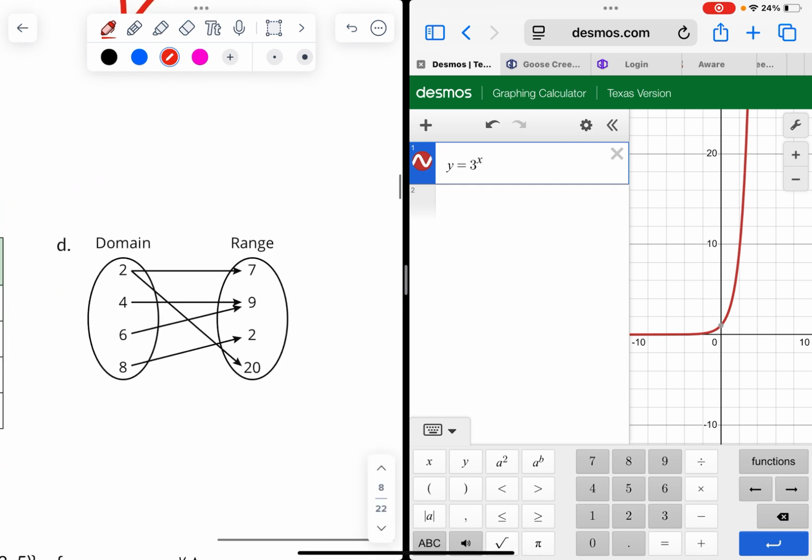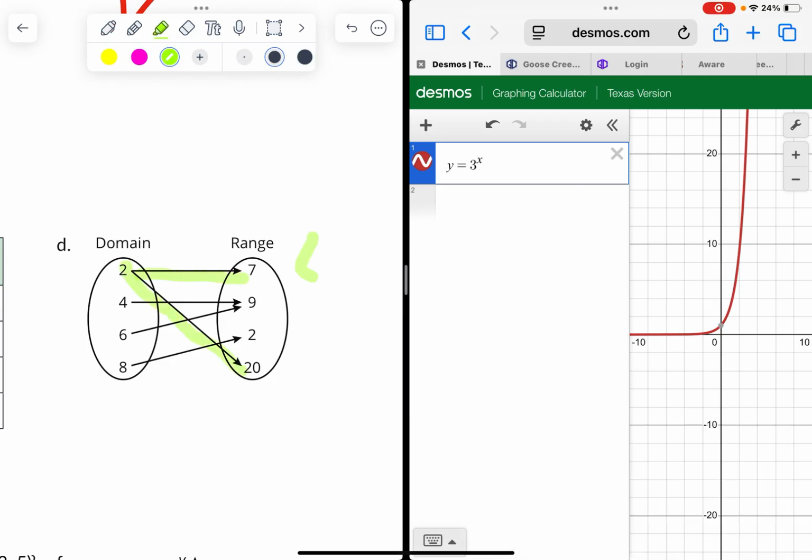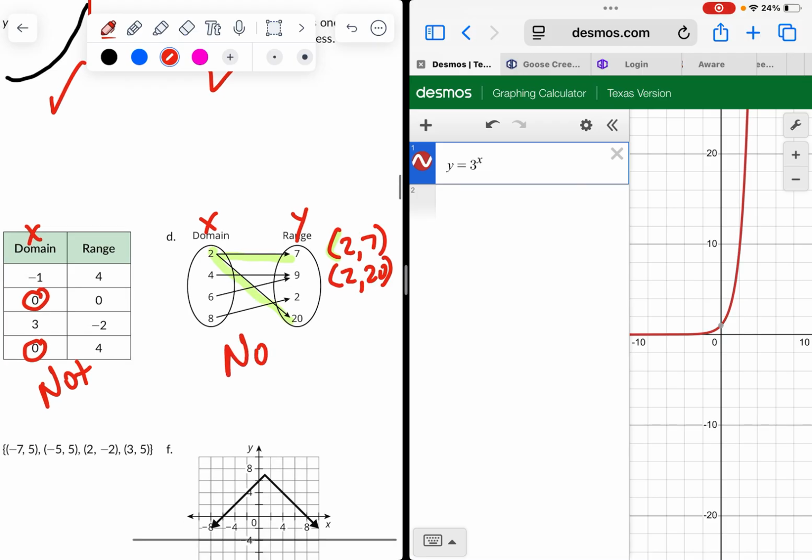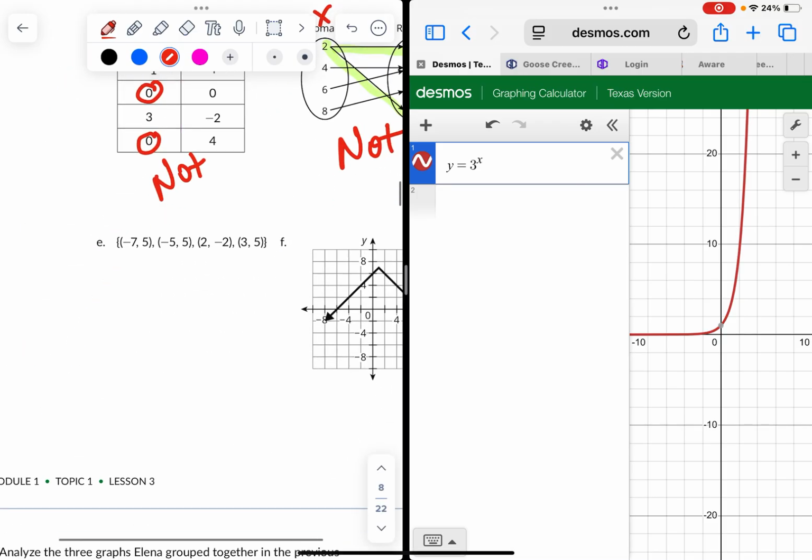Letter D, let's look at our mapping. Remember, we were going to look at each line. So 2, unfortunately, goes to 7. Oops, let's use the pen. 2 goes to 7, but it also goes to 20. That's not allowed. Your x's cannot repeat. So because 2 got repeated, it is not a function. Okay, this next one, I got a -7, a -5, a 2, and a 3. Notice I didn't even look at the y's. I don't care. X's did not repeat. This is a function.